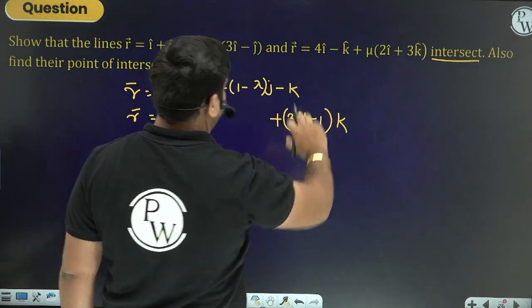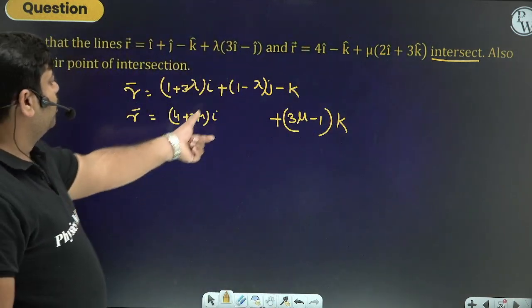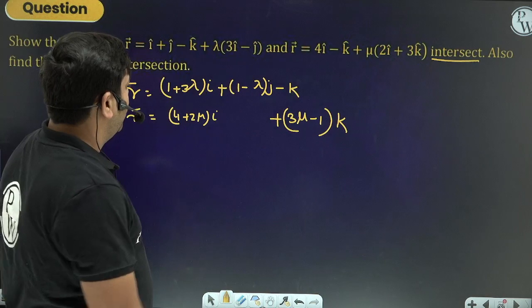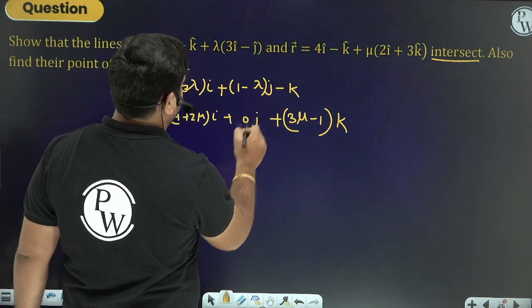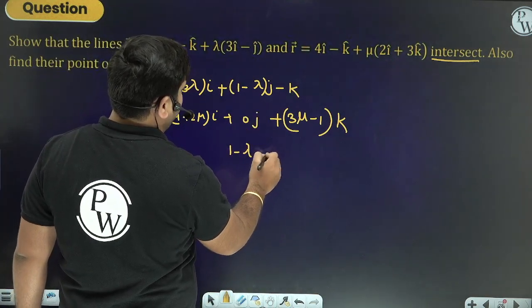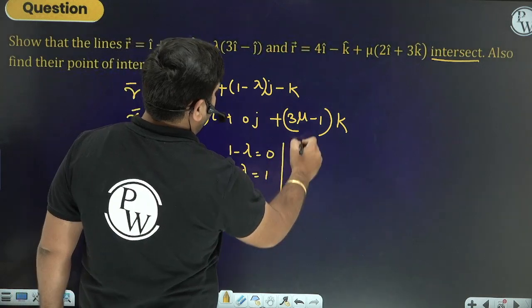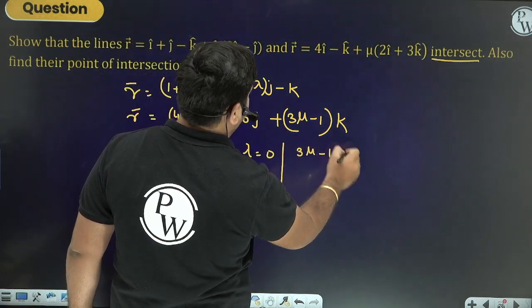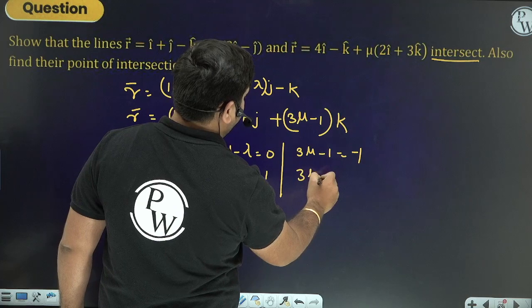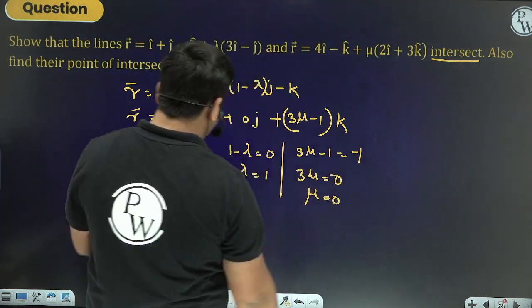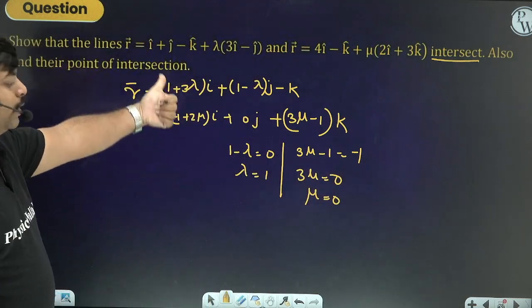Equating these, you will get the value of mu, and here you will get the value of lambda. So here, 0 times j, so 1 minus lambda is equal to 0, and you will get lambda is equal to 1. And here 3 mu minus 1 is equal to minus 1, so 3 mu is equal to 0, and you will get mu is equal to 0. Substitute here and check whether these two are giving you the same answer or not.